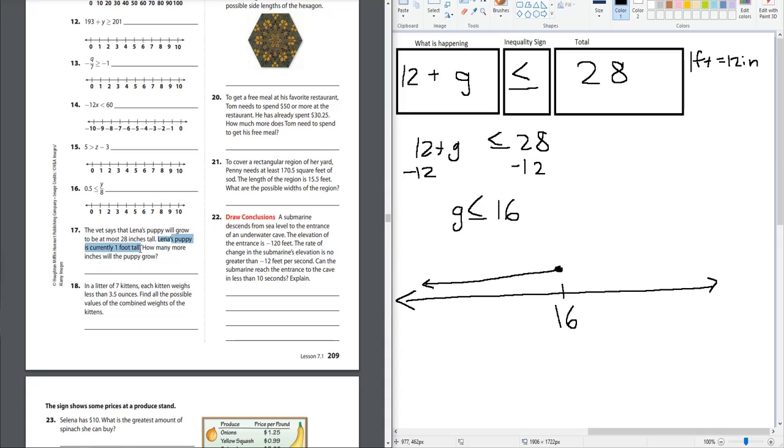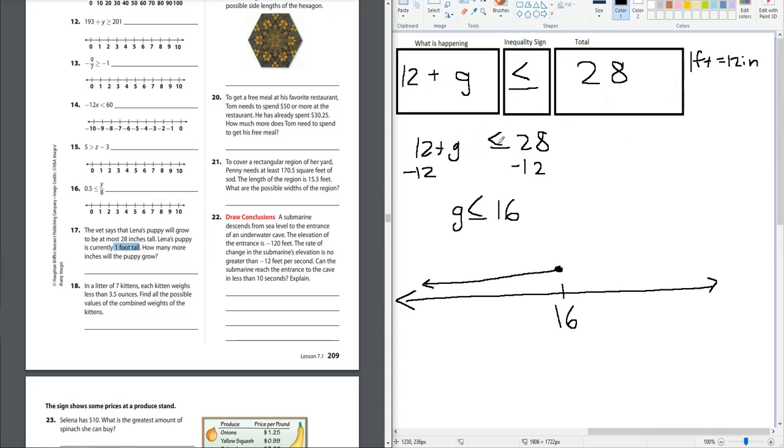But Lena's puppy is currently 1 foot tall and it needs to grow more. That's an action. That's something that's going to continue to happen. It's constantly changing. Lena's puppy is not always going to be 1 foot tall. I mean, it'd be really cute if it did, but no. So that's why it's in the what is happening. And we know that it's going to grow some amount of inches. So we put G here and added it because growing is adding to the height. You're not taking away from the height, multiplying the height, or dividing the height.